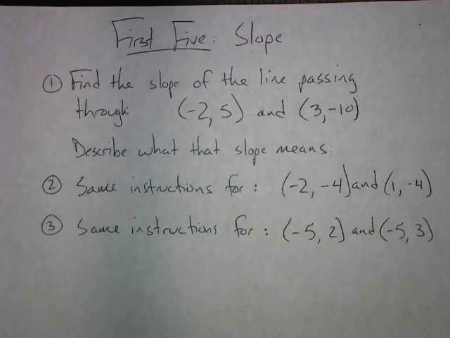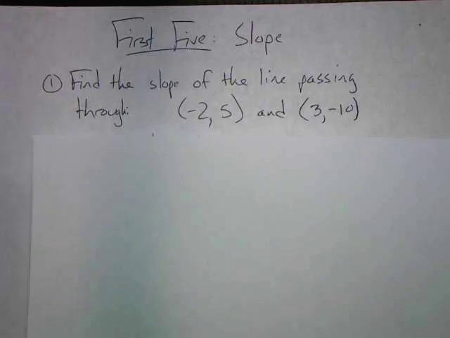All right, today we're going to figure out how we find the slope of a line passing through two different ordered pairs, and then we're going to talk about how we can describe what that slope means. So when we look at these problems and we see that we're looking for the slope of a line that's going through two ordered pairs, how do we figure that out, and then how do we describe what that slope might mean?